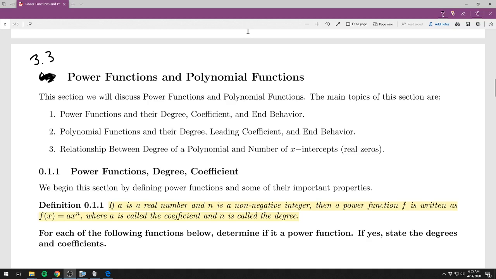If you are weak on the quadratic formula or factoring, definitely email me, contact me, and I will give you some extra practice. But there's nothing else we really need from that section.